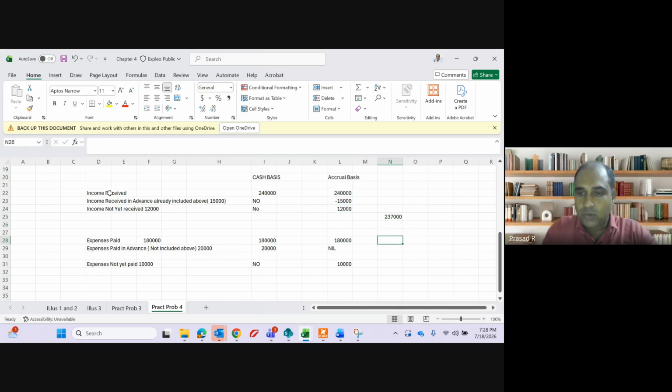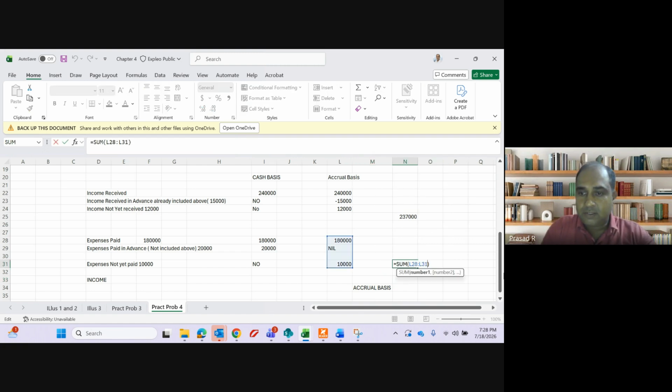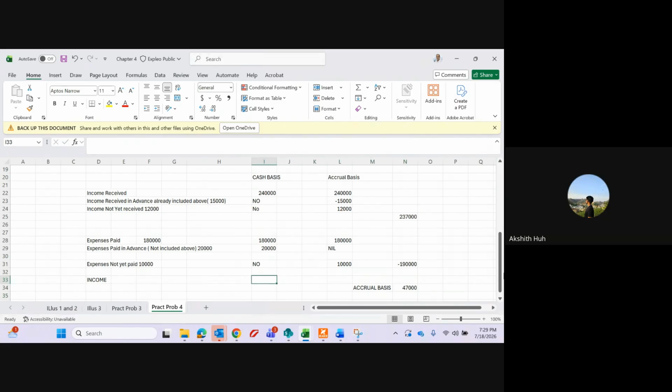So my total income will become 2,37,000, and my total expenses is 1,90,000. So my profit, my income, this is accrual basis. So 2,37,000 minus 1,90,000. It will be how much? 47,000.